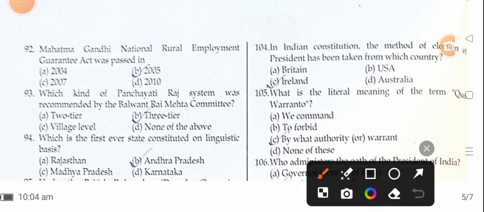Mahatma Gandhi National Rural Employment Guarantee, when did it start? It started in 2005. What kind of Panchayati Raj system was recommended by the Balwant Rai Mehta Committee? Three-tier. What is the first ever state constituted on a linguistic basis? Andhra Pradesh.